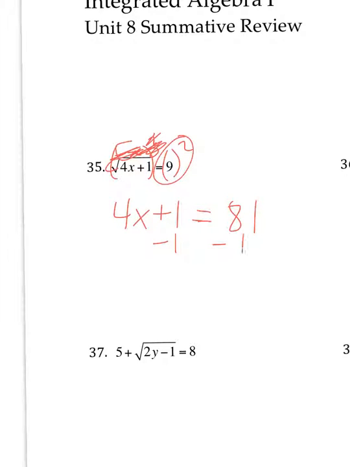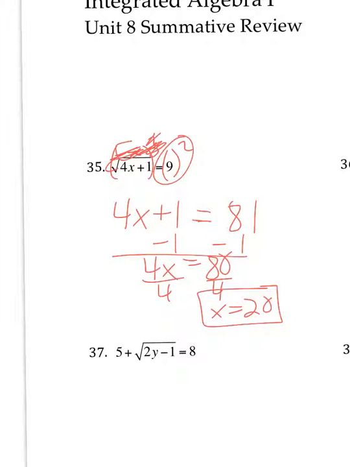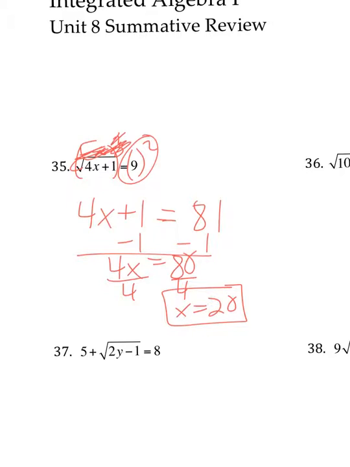Subtract 1, subtract 1. After this, it's pretty basic stuff. 4x equals 80. And you get an answer of x equals 20. Hit pause, see if you can do number 36.